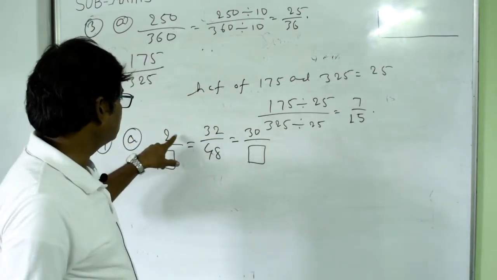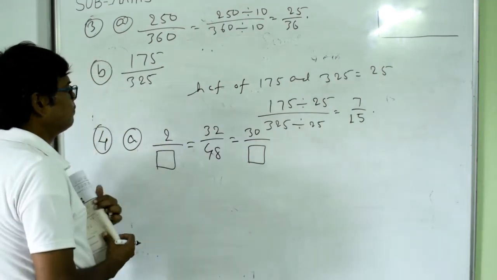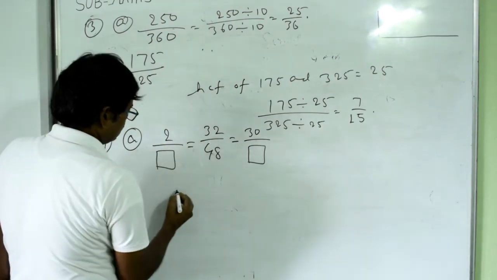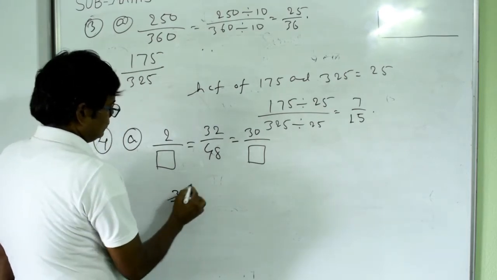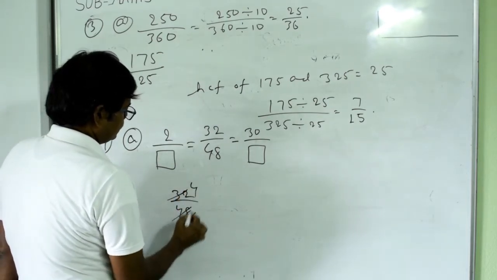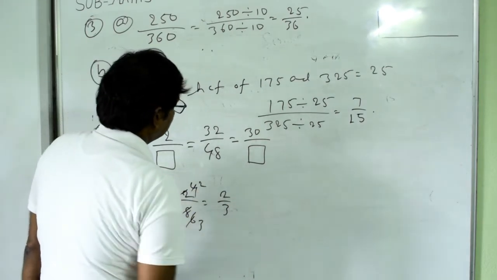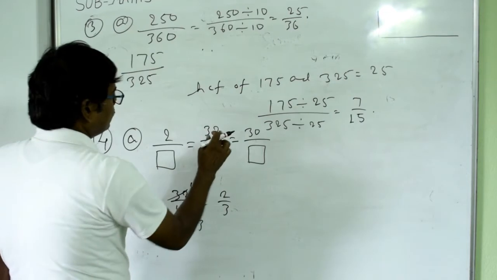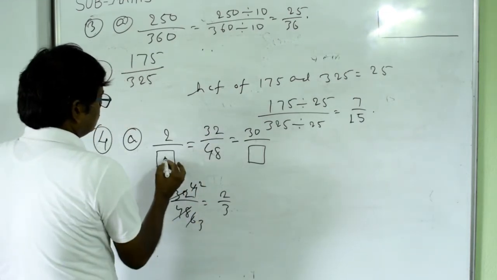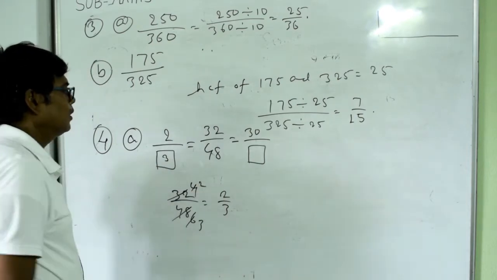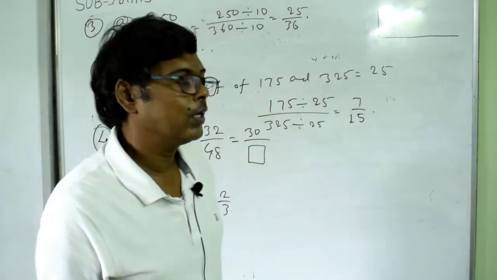First of all, see this here, it is 2. So how will you get 2 here? If you find the simplest form of this, then it will be 2 by 3. It means that if you divide this by 16 and this by 16, you will get 2 by 3. So here the answer will be 3, because you have to fill in the box, so you can do all the work in the rough.